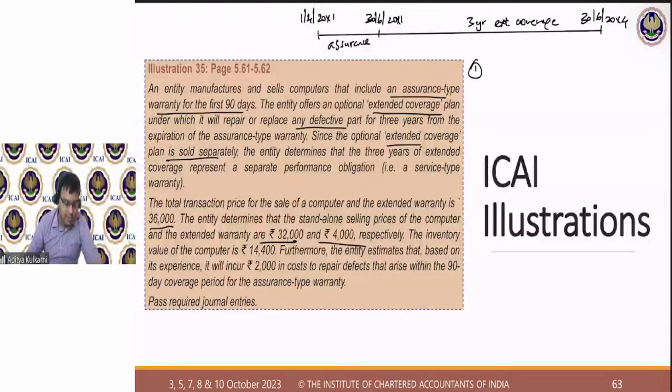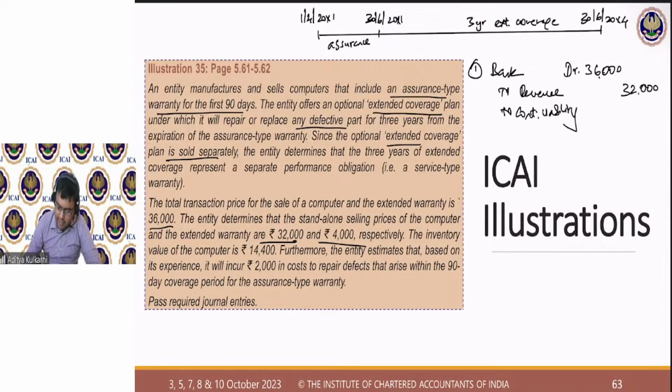First one, we book the sale entry. Bank account debit or trade receivables account debit, 36,000 to revenue. This is the revenue from the computer, so 32,000. And then the warranty is to be spread over 3 years. So that will be a contract liability right now, which will be spread over 3 years. Okay, so this is the first part.